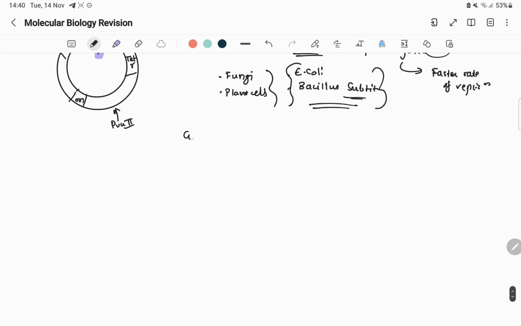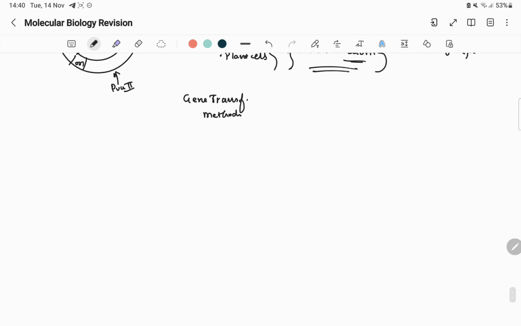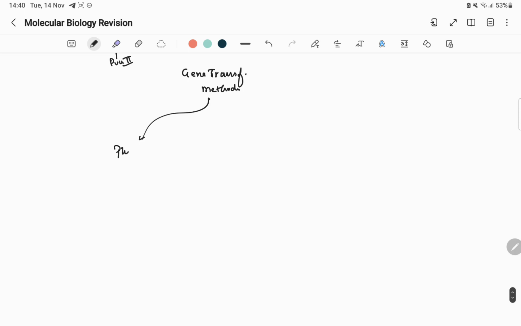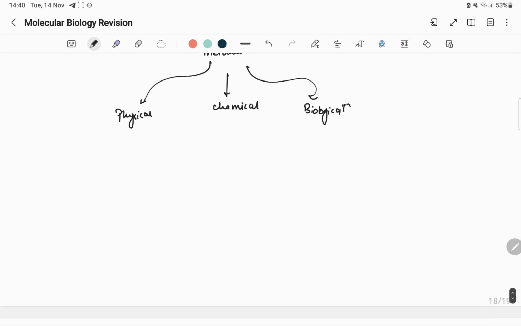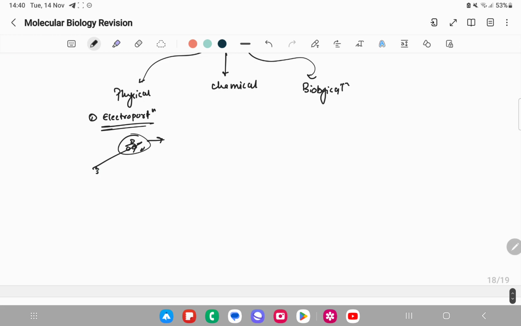Understood? Then we have gene transfer methods. We have physical methods, chemical methods, and biological methods also. Among physical methods, we have electroporation, where an electric shock is given to create pores in the cell wall, and by this gene transfer can occur easily. Electroporation.